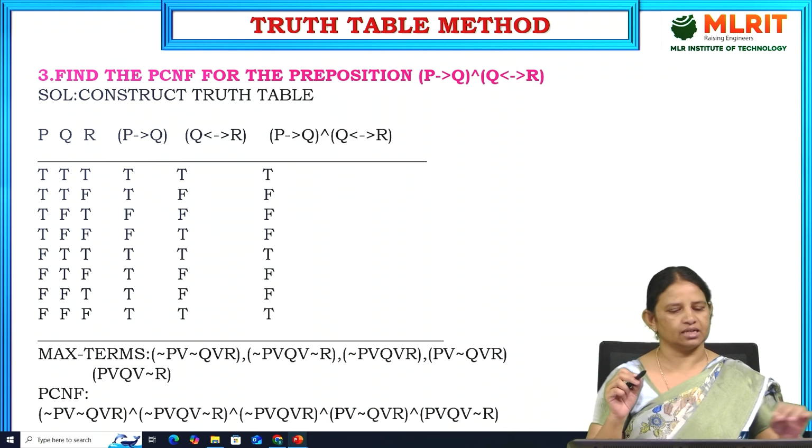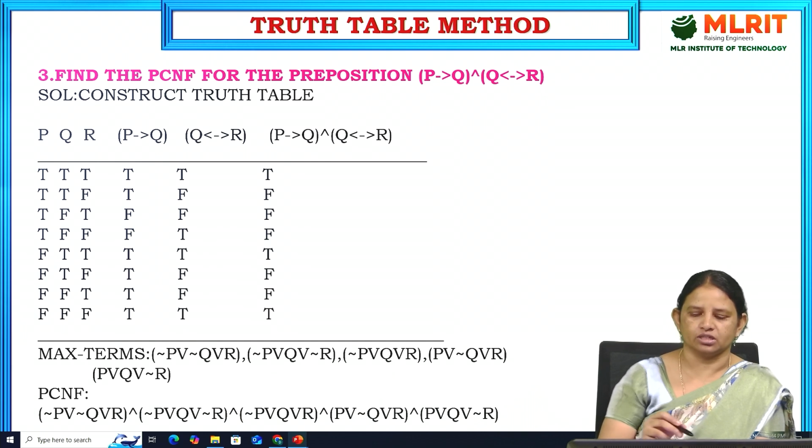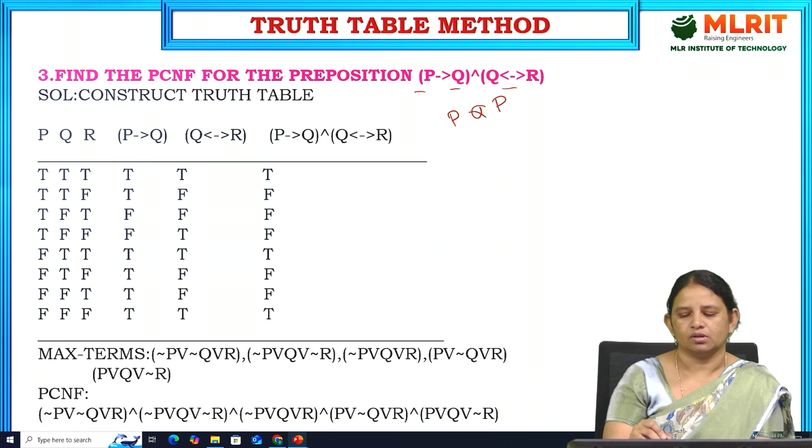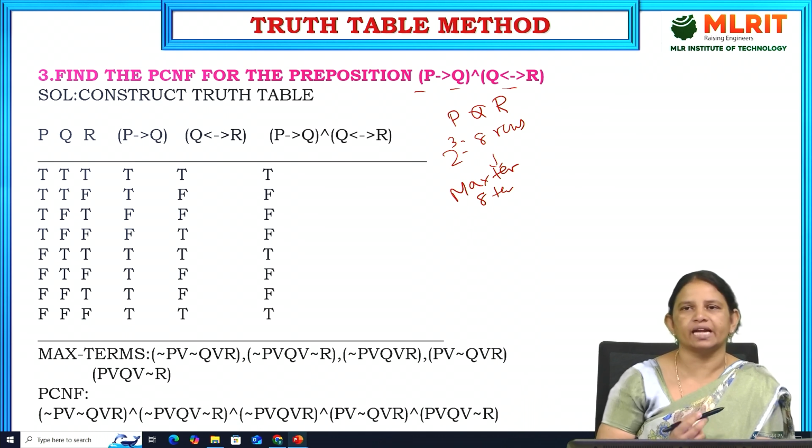Let us consider the third example, taking three propositions: P, Q, R. If there are three propositions in the truth table, then 2 power 3, that is 8 rows, are present in the truth table, and a maximum of 8 max terms are possible. First consider the truth table. After that we need to construct the PCNF. We need to decide the max terms.